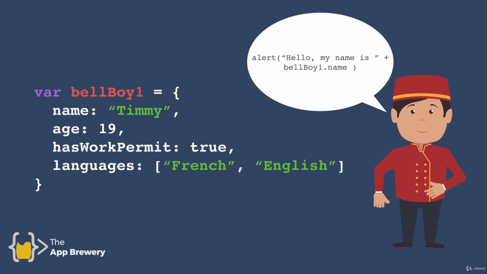Now, that alert might look like this. Hello, my name is, plus bellboy1, which is the name of the object, dot name. And we're using the dot to access the property that's called name. And this would create an alert that says, hello, my name is Timmy. But our data is now far more structured, and it's much less likely that we'll make an error when we're assigning names and ages to our new bellboys. And by doing this, we've effectively just created a JavaScript object.